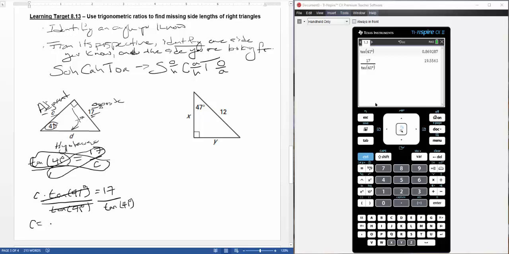Usually if we don't tell you the directions, you should round to 3 decimal places, but often there'll be directions for what to do in this case. I don't have them here, so I'm going to round to 3 decimal places: 19.556.